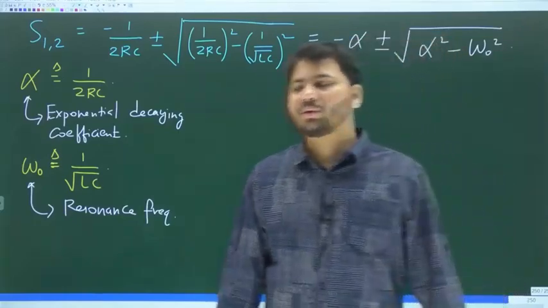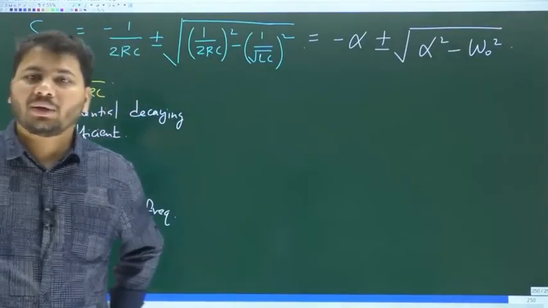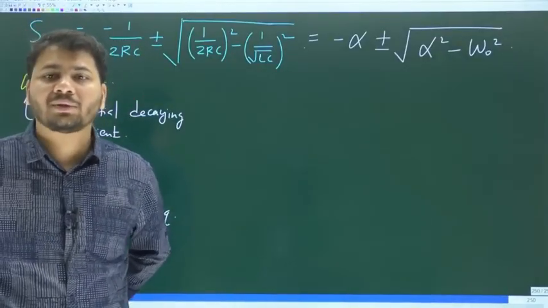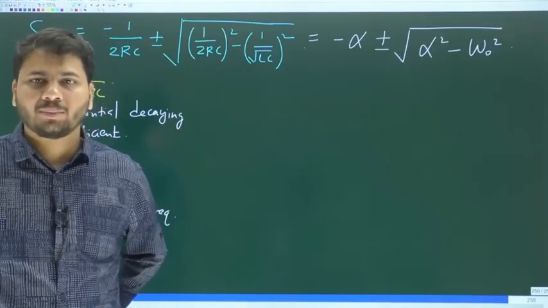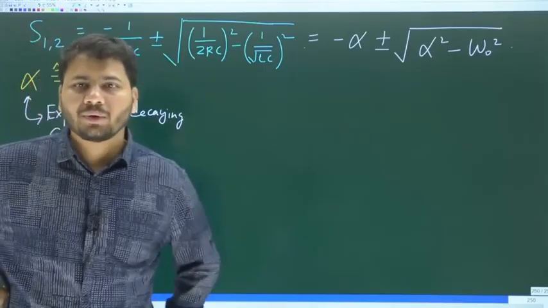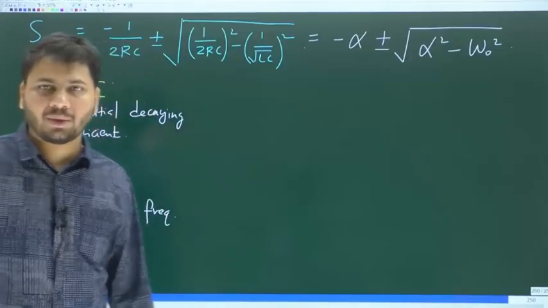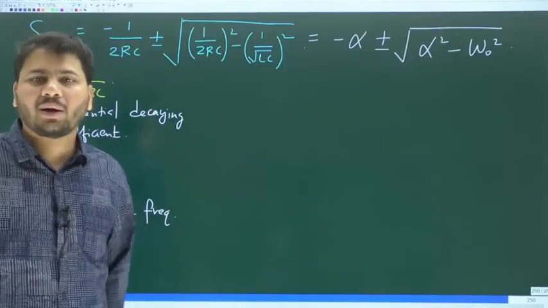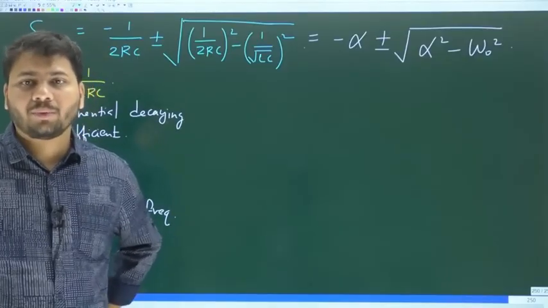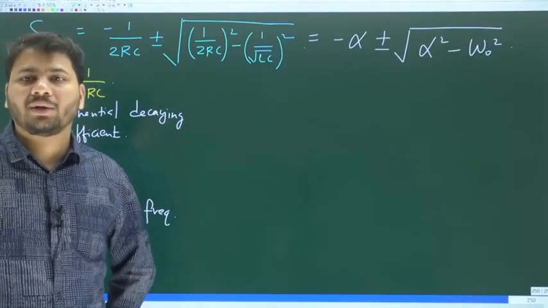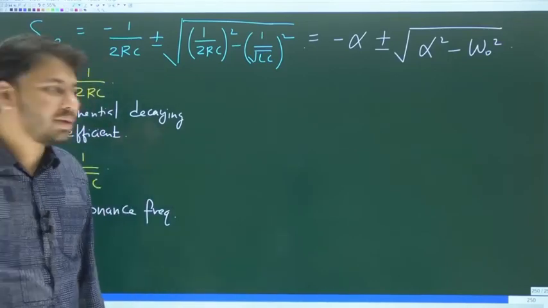So the two roots of the characteristic equation are minus alpha plus or minus square root of alpha squared minus omega naught square. Is it not easy to remember? It is quite simple to remember. But before that, you should remember that alpha is 1 by 2 RC, and omega naught is 1 by root LC. Then always for a parallel RLC circuit, the two poles of the system are going to be minus alpha plus or minus square root of alpha square minus omega naught square.